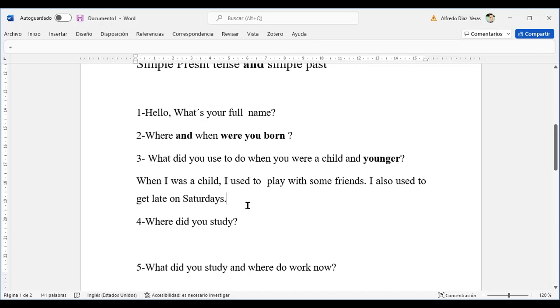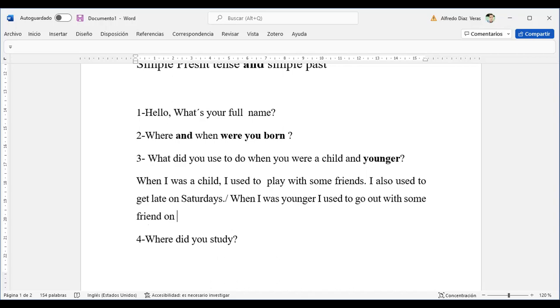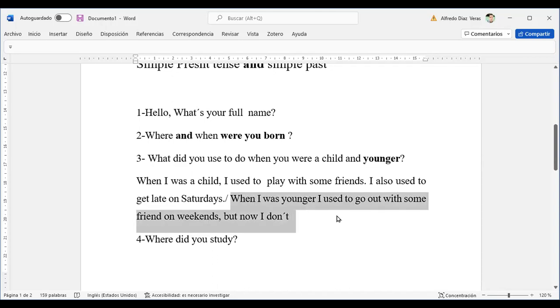Can you try it now? Something that is like a routine, but in the past. For example, when I was younger, I used to go out with some friends on weekends. But now, I don't. This is a way, yeah. When I was younger, I used to go out with some friends. That was like a routine that I had every weekend.